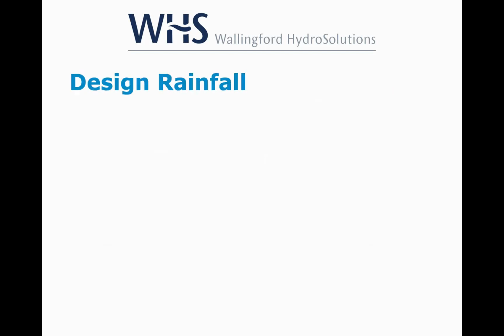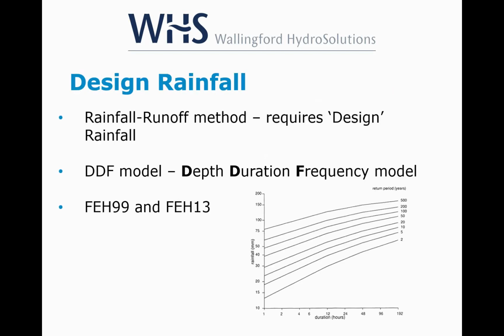Now I'm just going to talk a bit about design rainfall. So as an input to the rainfall runoff method, we require a design rainfall, a given rainfall for a specific return period and duration. So we have what we call the DDF model, the depth duration frequency model. We can see a diagram here from the FEH99, and so for a specific duration and a specific return period, we can estimate what the rainfall would be for that event.